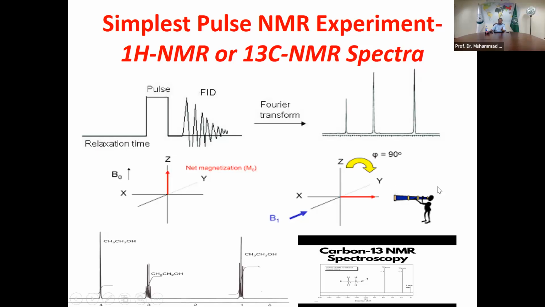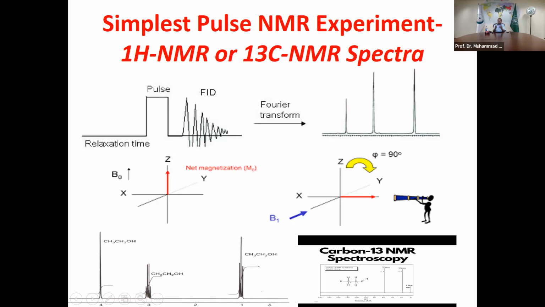This is the detector which is recording free induction decay. And it can be any simple NMR. For instance, Dr. Atia said 16 to 32 scans. You get a proton NMR spectrum. If you are interested in C13, you get a C13 spectrum.